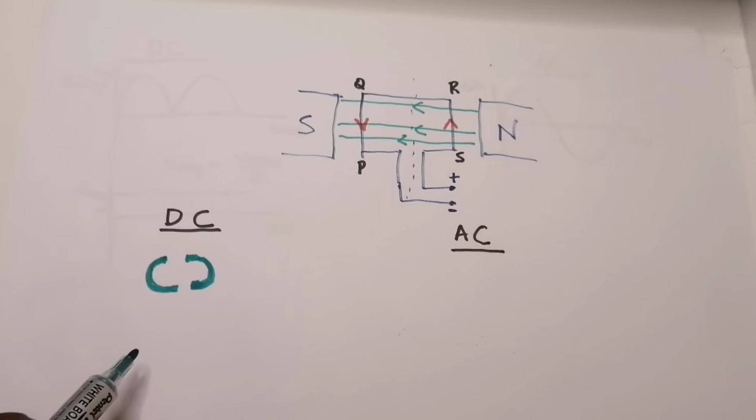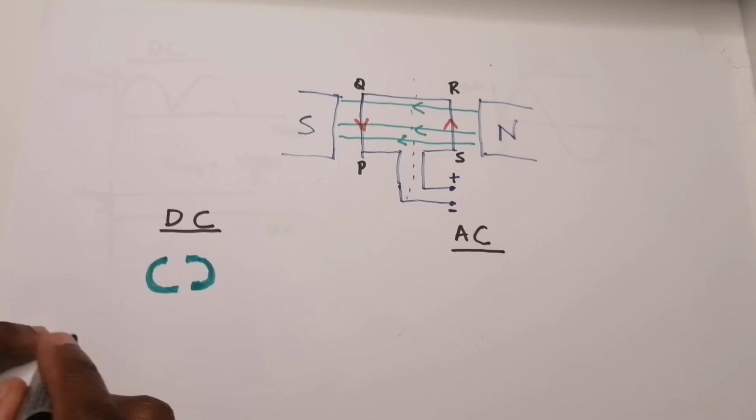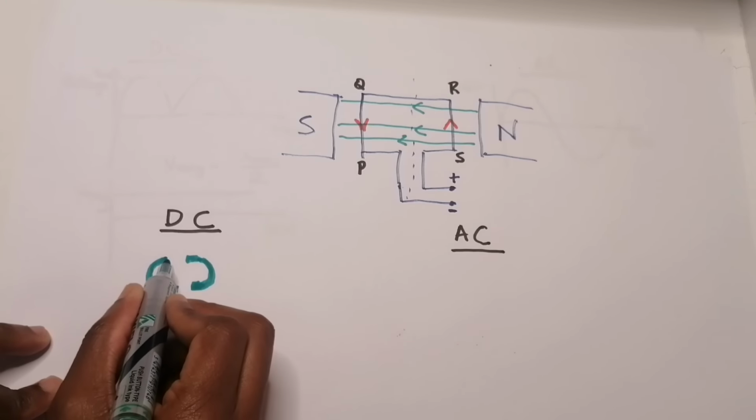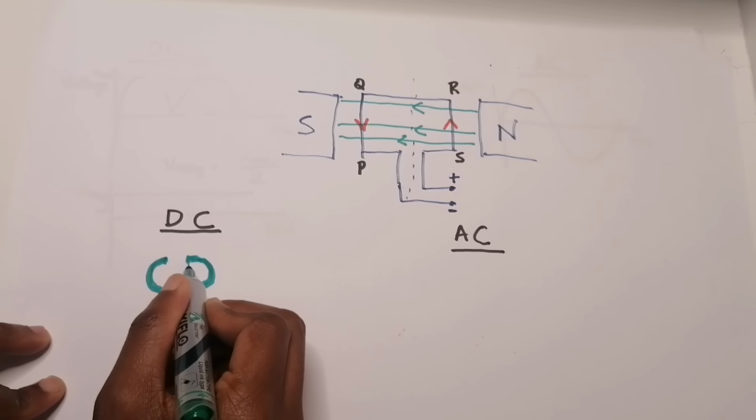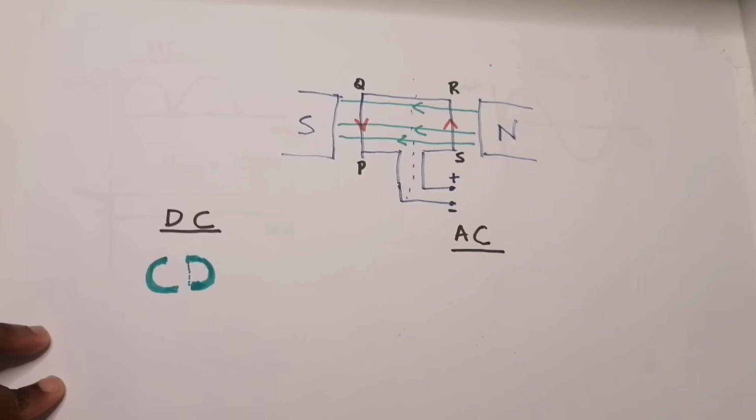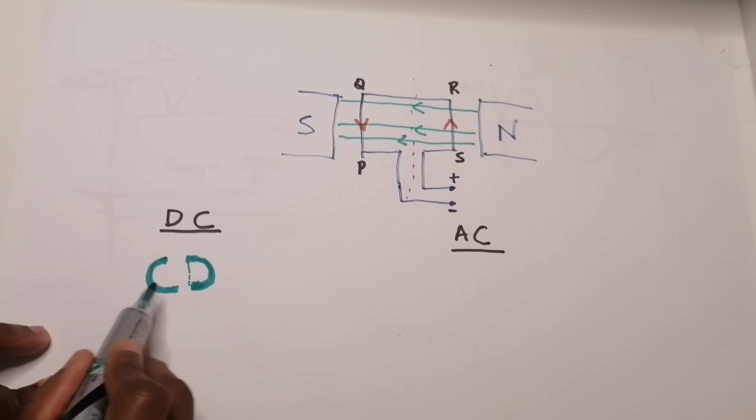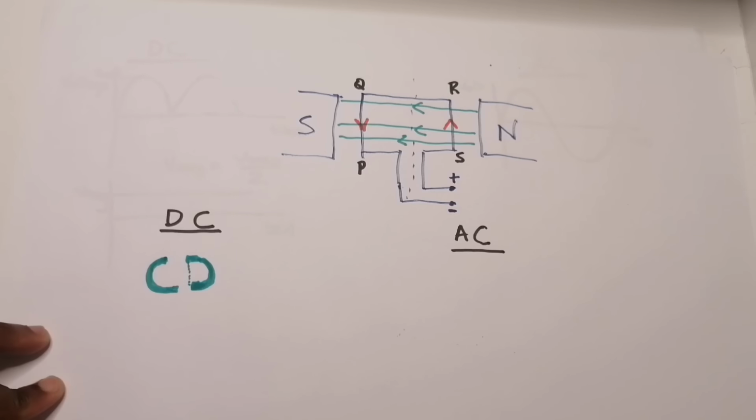Now, ladies and gents, I always try to find ways in which I'm going to remember. I hate it when I go to the exam and I can't remember something. So how will I remember that it's DC? All you simply do is say, well, this is a C. This looks like a C and a D, isn't it? So when I see a C and a D, then it means that's DC.